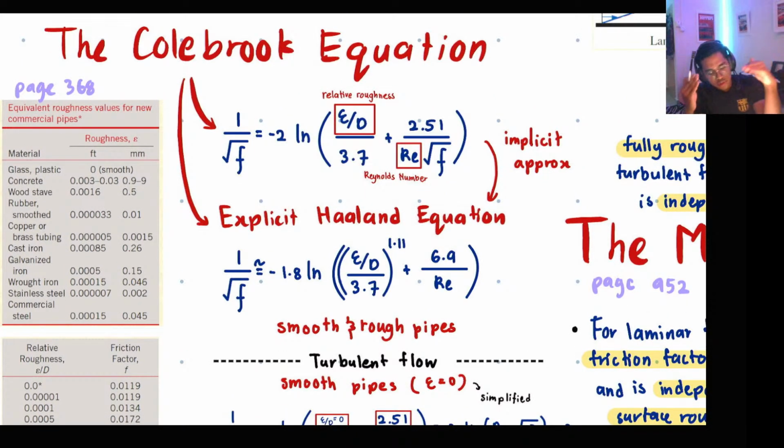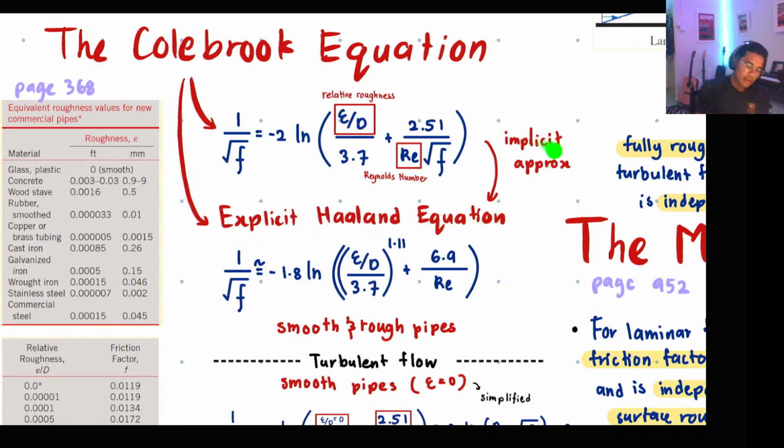Okay, so from the Colebrook equation, we can have an explicit approximation. What does implicit mean? It means that there are two dependent variables in the equation. So there's one f here and one f here. It's very hard to solve. So how do we make it simple? By making only one dependent variable on the left hand side. On the right hand side, there is no f. So it is much simpler and we can call it an explicit approximation.